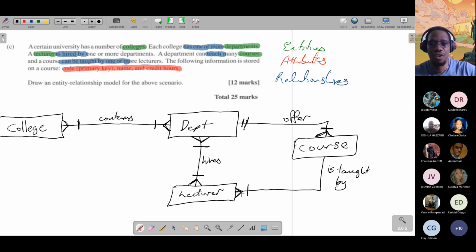Okay? A lecturer, however, does a lecturer have to teach a course? I would say no. Right? I don't know why this thing is not moving. Right. So a lecturer does not necessarily have to teach a course at a given time, but they could teach more than one course as well. So a lecturer could teach 0 or more courses. Understood?